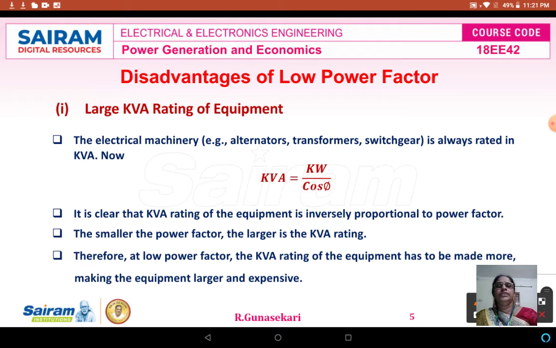Now we studied the disadvantages of low power factor. The first one is the large kVA rating of the equipment. kVA means apparent power, kilovolt ampere. From the triangle, kVA is equal to real power divided by power factor. Real power is represented in kW, and power factor is represented by cos phi. Therefore the apparent power kVA equals kW divided by cos phi.